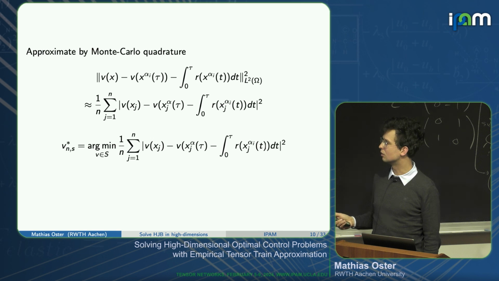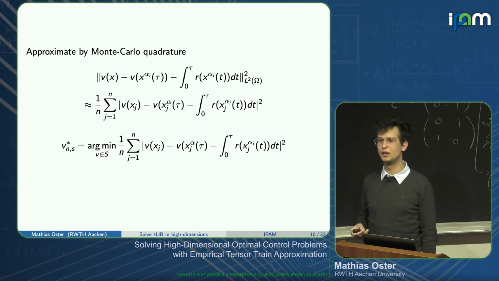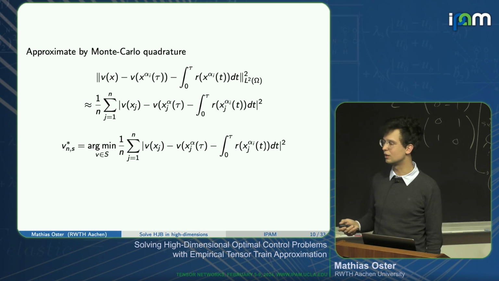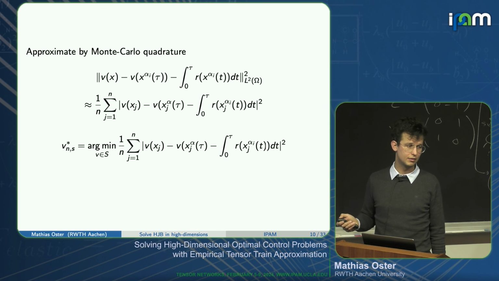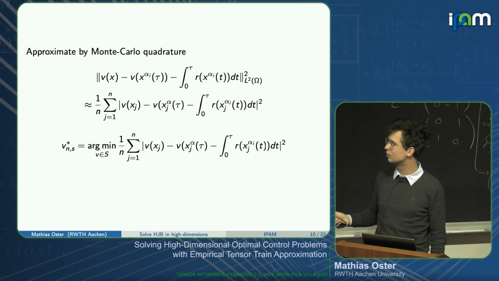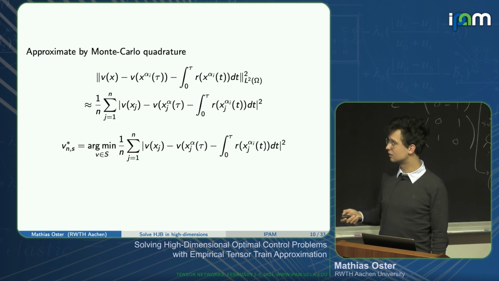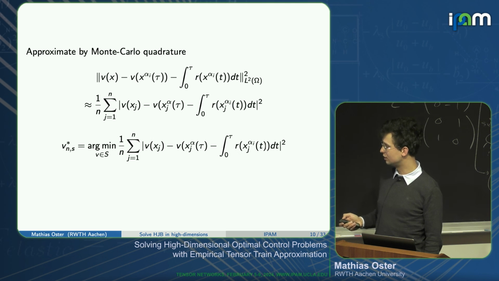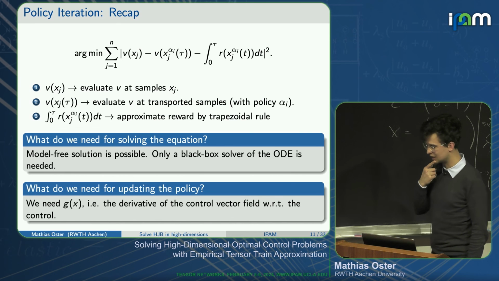And so you sample the initial values of your dynamical system, and then you can calculate everything. And then the approximation of the value function, or of the function that is associated with this alpha that you're using at the moment, is just the minimizer of the least squares problem. And this has a very nice model-free aspect to it. That is why we actually started with this.